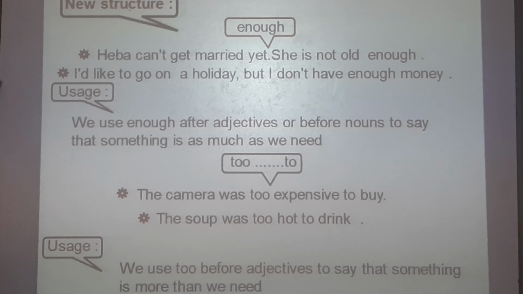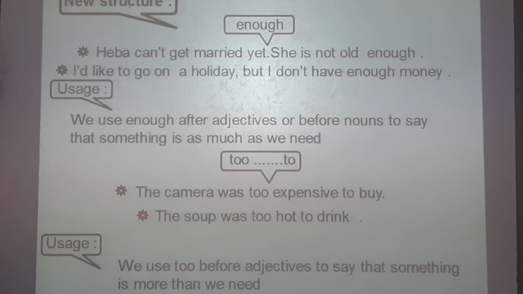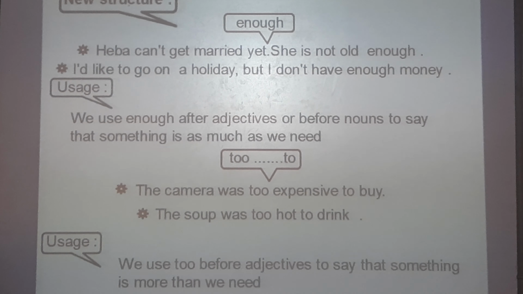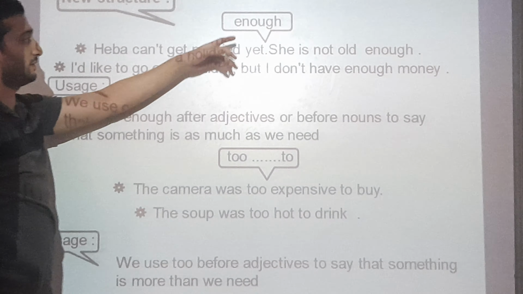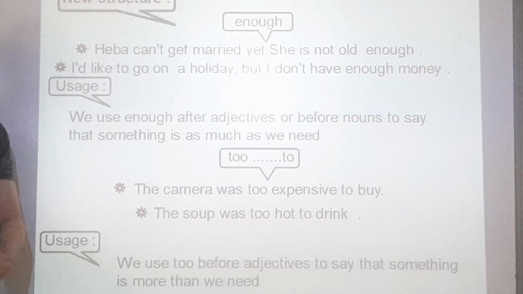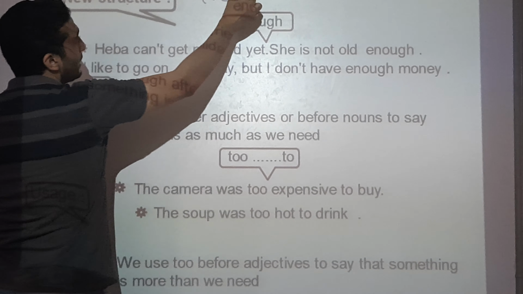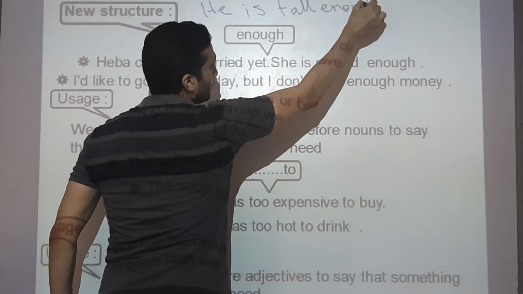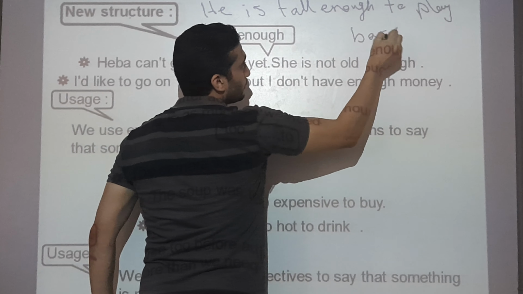Let's move to our new structure today, which is enough and too, the adjective too. Enough. We use enough after adjectives and before nouns. Here, we use enough again. We use enough after adjectives and before nouns. Like what? Like he is tall enough to play basketball.